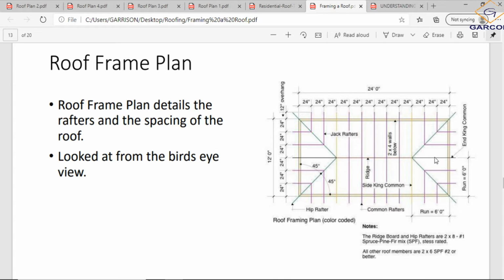So they refer to this one now as the king common or end king common. So king common rafter, they call this sometimes, or the king rafter. Alright, so you have a run here of 6 foot, and 6 foot over here, so that means the building is 12 foot wide by 24 foot. Right? Now the run from here to here would also be 6 foot.